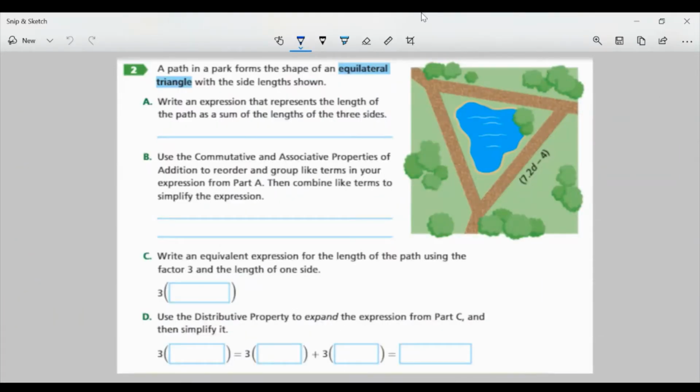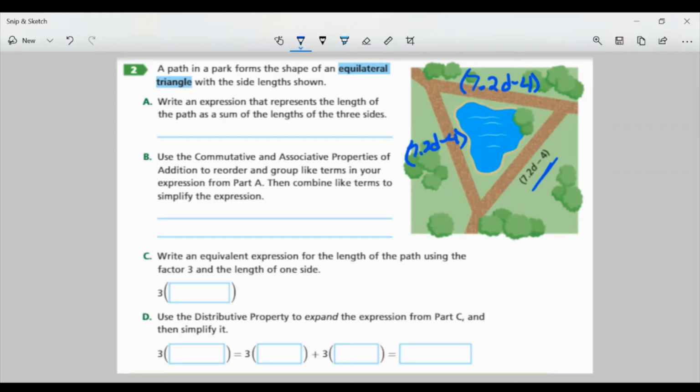All right, let's look at task 2 on page 231. A path in a park forms the shape of an equilateral triangle with the side lengths shown. We have one side length of 7.2d minus 4. An equilateral triangle means each side has the same measurement. So this side would also be 7.2d minus 4, and this one would also be 7.2d minus 4.